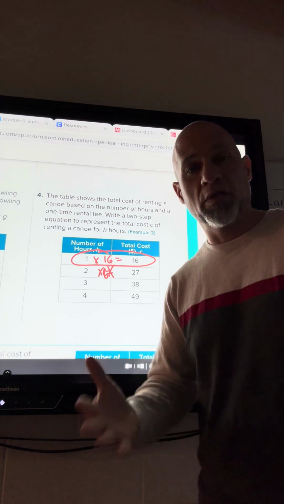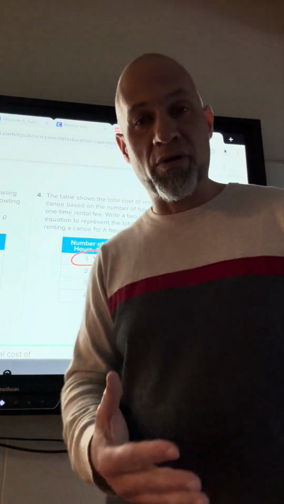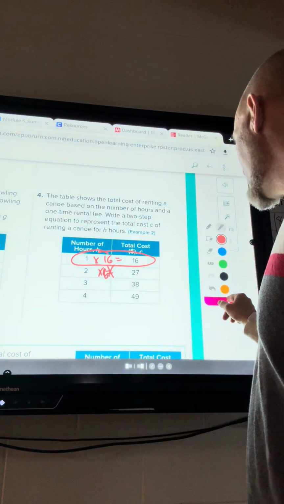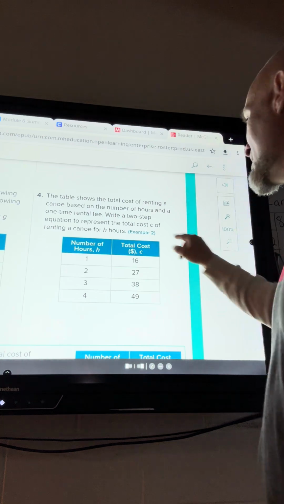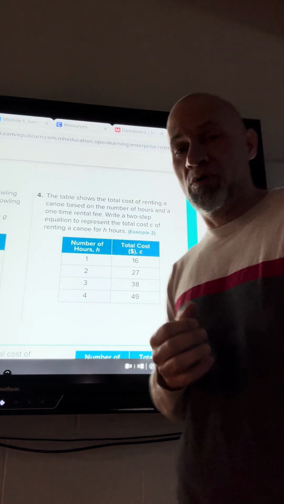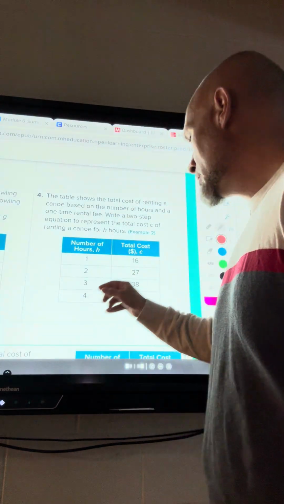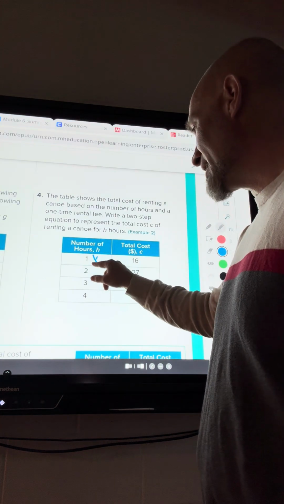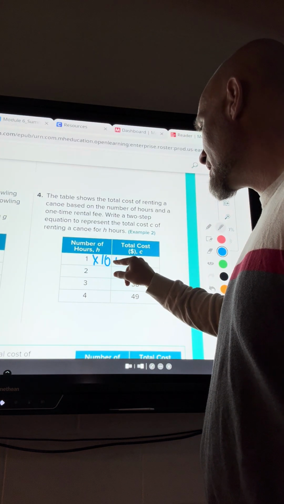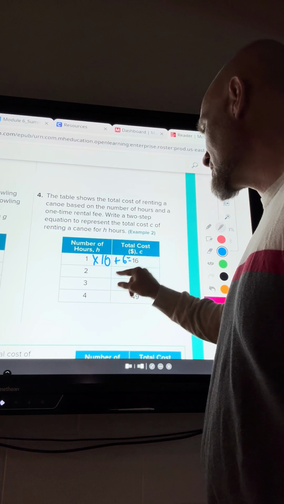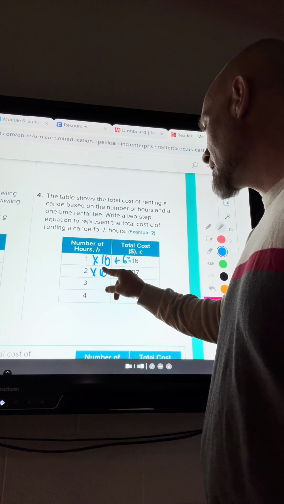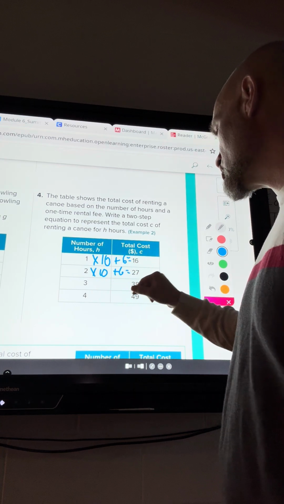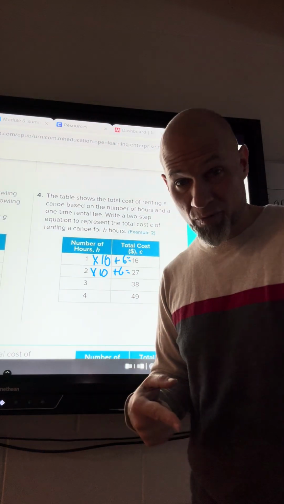So remember, you have to lower the amount that you're going to pay per hour, and then you always have to add, in this case, the one-time rental fee. So you know there's something you have to add. So lower your numbers. What I did here is I went down to 10. I did 1 times 10 plus 6. That equals 16. 2 times 10 plus 6 equals 26. So that's not going to work either.